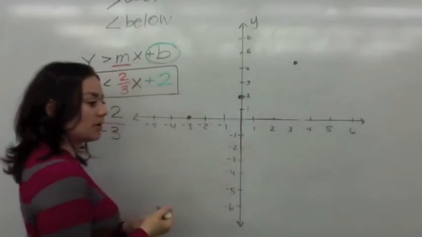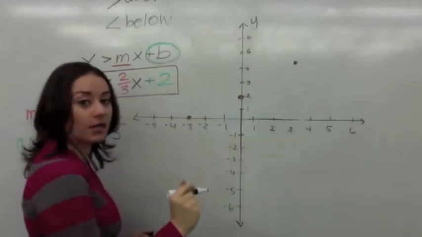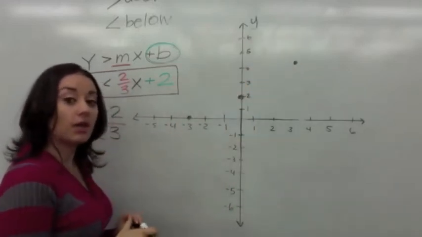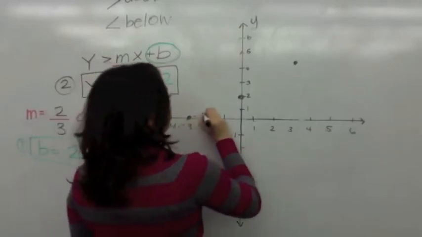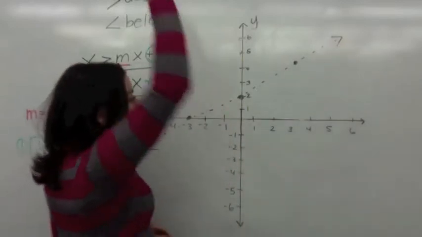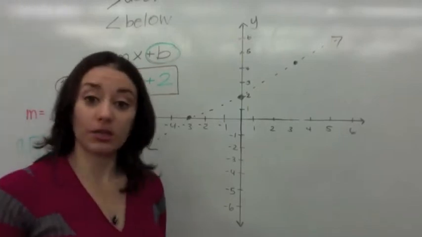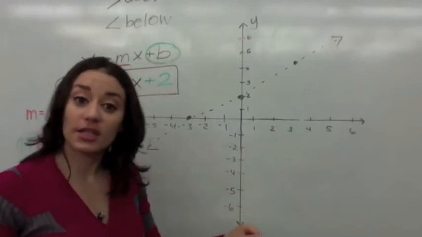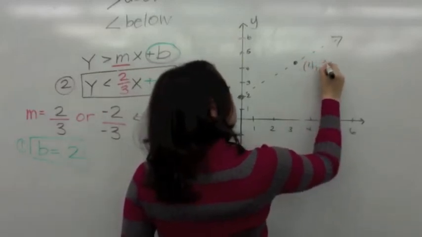Okay? Are you just going to connect the dots? Or do you have to do something special to the line? What do you have to do to the line? You have to make it dotted, right? It doesn't include the line. All right? Let's go ahead and make a dotted line. Now, Ms. Cotran, why is the line dotted? Well, I'll tell you why. Let's choose one of the points on the line.